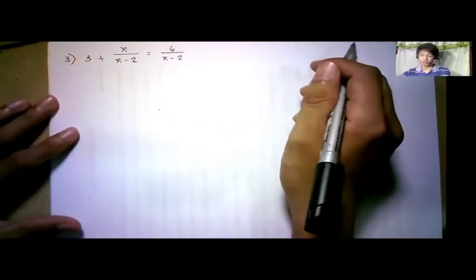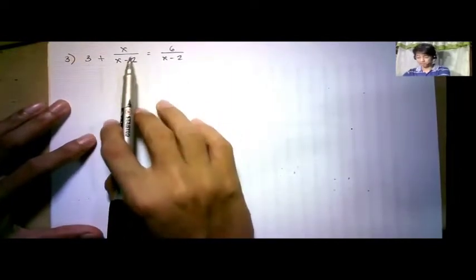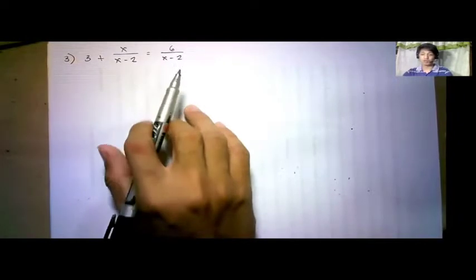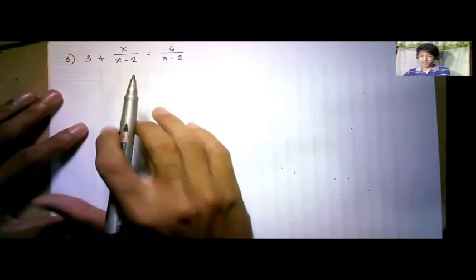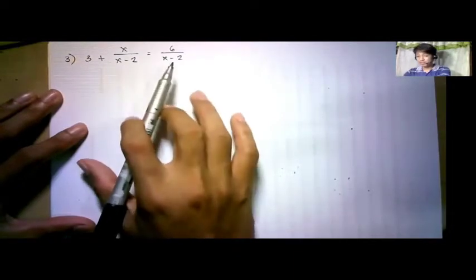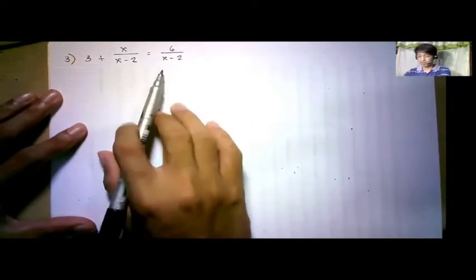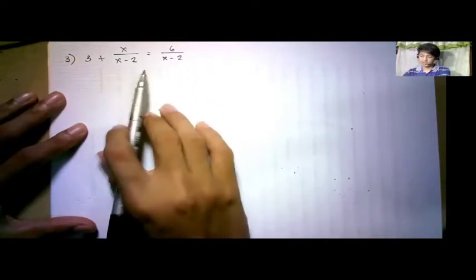Okay, so for example number 3, we have 3 plus x over x minus 2 is equal to 6 over x minus 2. So this example number 3 is a rational equation. So I will show you how to solve rational equations. So we do have three terms. We have 3, x over x minus 2, and 6 over x minus 2. So what you need to do is to identify the LCD of these three terms. Basically, the LCD or the least common denominator of these three terms is x minus 2.